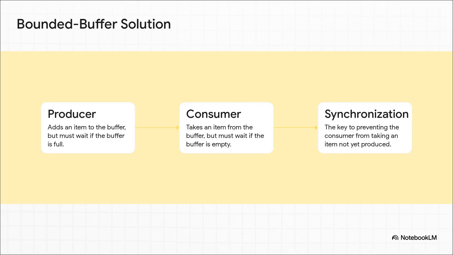A really common solution uses a shared, fixed-sized buffer. So the producer adds items to this buffer, but it has to wait if the buffer is full. Meanwhile, the consumer is taking items out, but it has to wait if the buffer is empty. The absolute key to making this all work without chaos is synchronization. Without it, the consumer might try to grab an item that isn't even there yet, or the producer could accidentally overwrite data before it's been used. It's a really delicate dance.